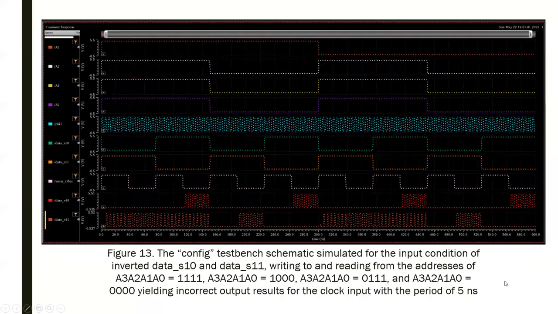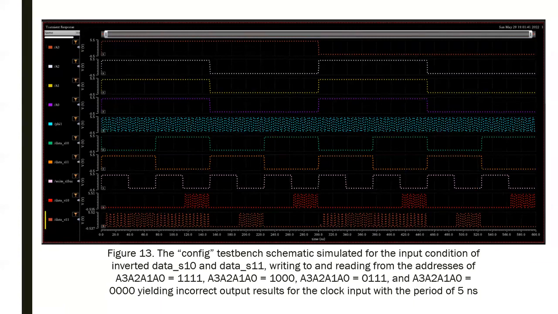And now we can move on to another condition. So in the previous simulations for both pre-layout and post-layout conditions, our clock period was equal to 10 nanoseconds, and our system was working correctly for this clock period. And then we performed some tests in order to see the minimum clock period at which our system continues to work. And so we decreased our clock period from 10 nanoseconds to 5 nanoseconds.